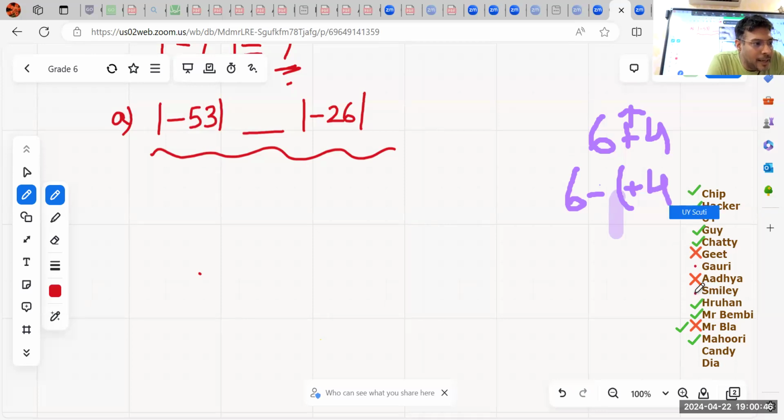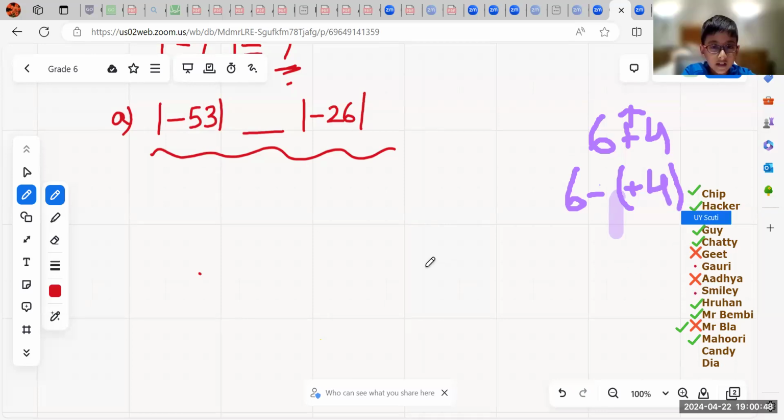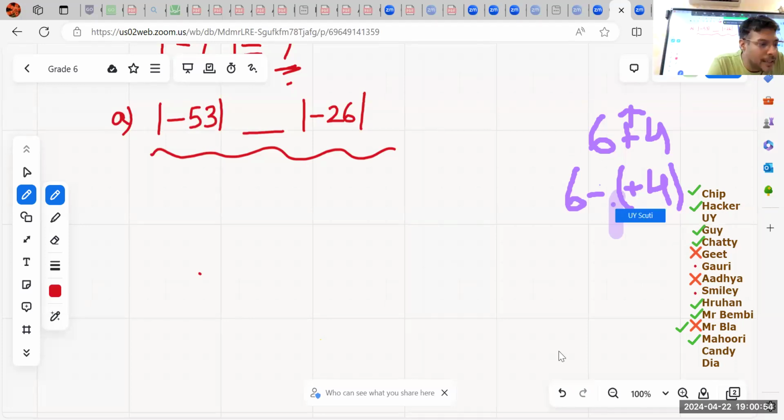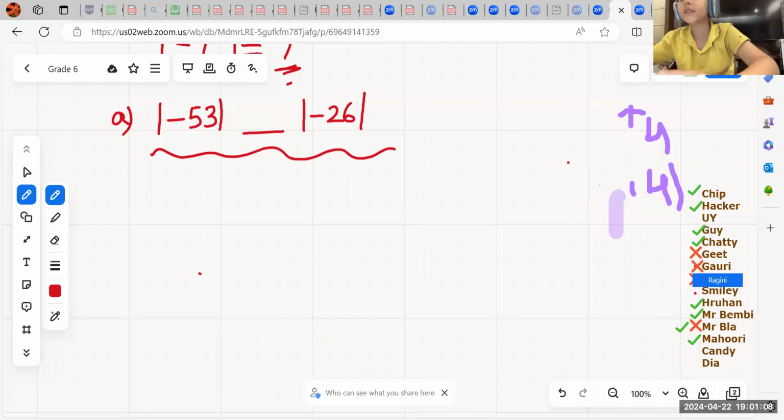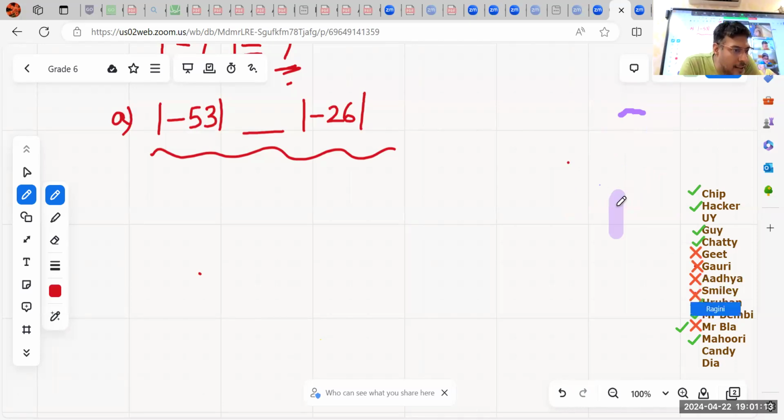Gauri and Smiley, give your answer quickly. Is it positive or negative? In this, it is positive at first, but when you combine the signs, it will become negative. Okay, we'll have to subtract it. So, Gauri, which one is greater? Quickly, beta. You only have to put the less than or greater than sign for -26. Don't take so much time. Smiley, you also just have to send the sign.